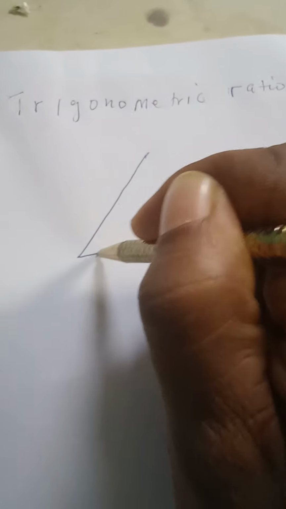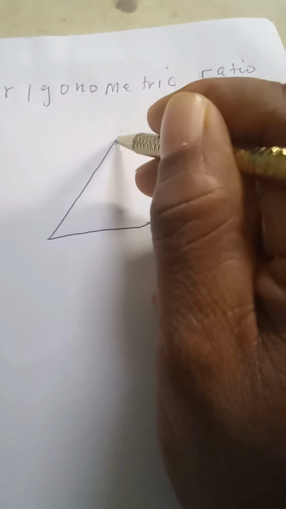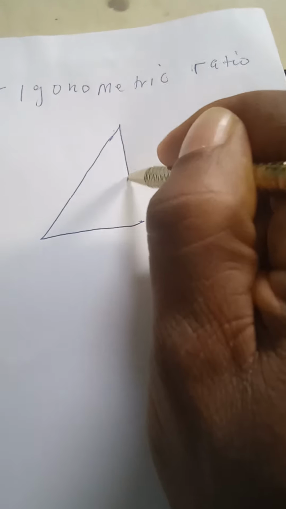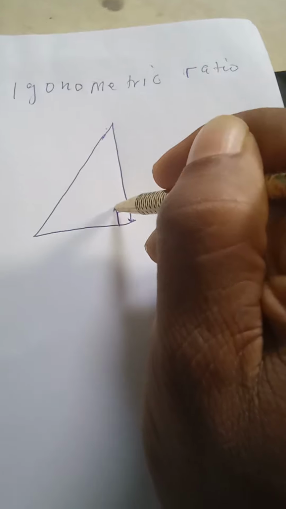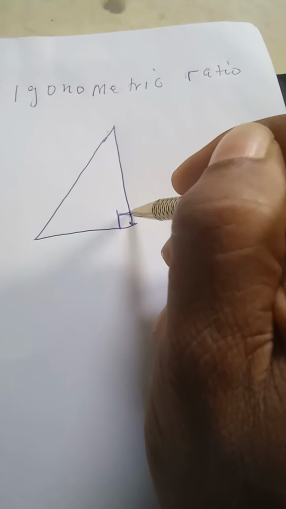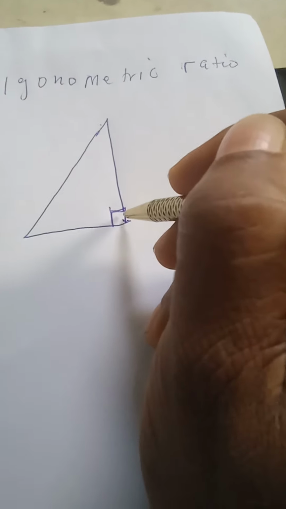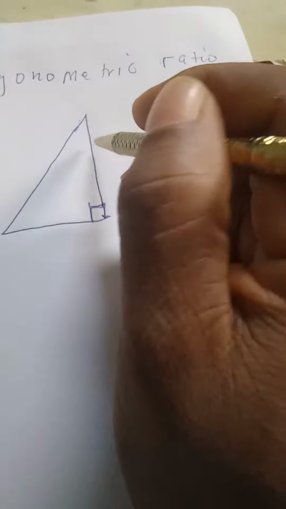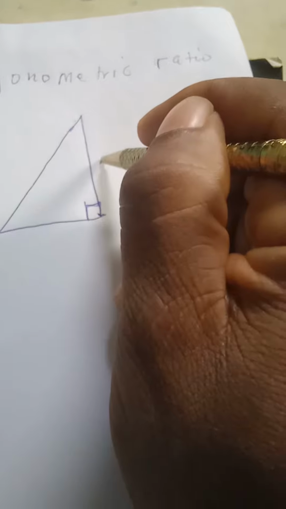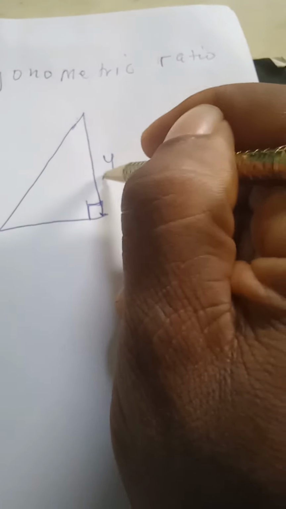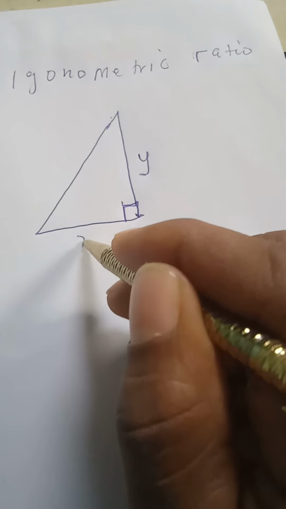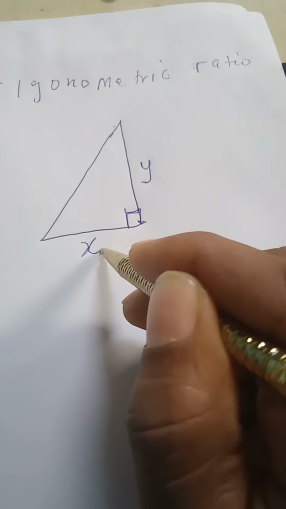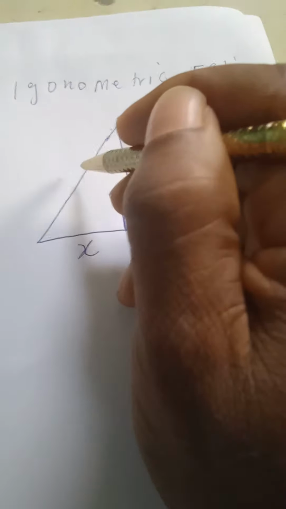This is a right angle. You have a special symbol in one of its vertex. This symbol is a symbol of a right angle. These are the three sides of a right angle triangle. Let's call this one y, let's call this x, and let's call this r.